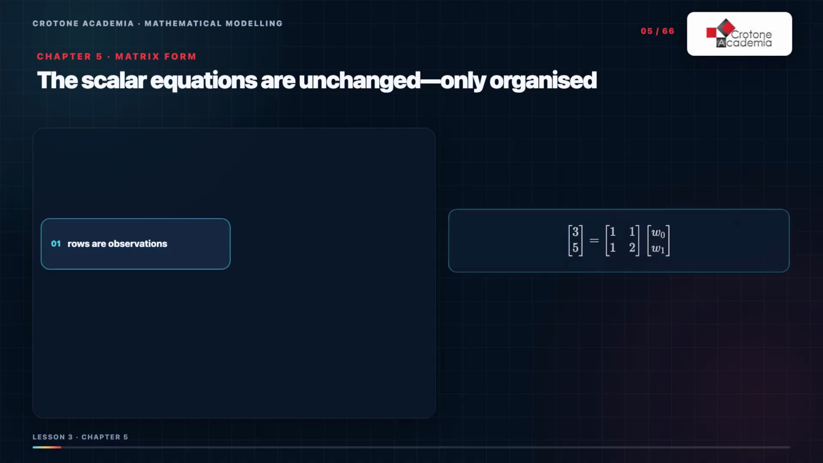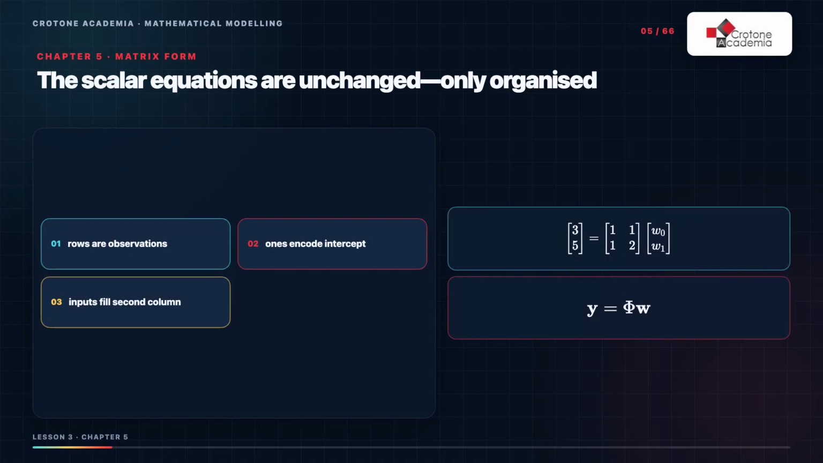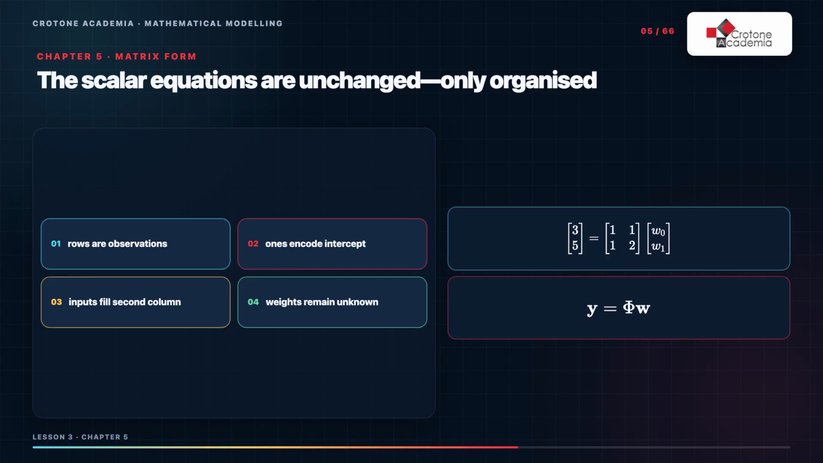Write the same equations in matrix form. The observed vector is (3, 5). The design matrix has rows (1, 1) and (1, 2). The first column of 1s belongs to the intercept. The second column contains the input values. Multiplying this matrix by (w0, w1) reproduces the two scalar equations exactly. Matrix notation is not replacing the reasoning, it is arranging the reasoning, so the same operations extend to larger systems.